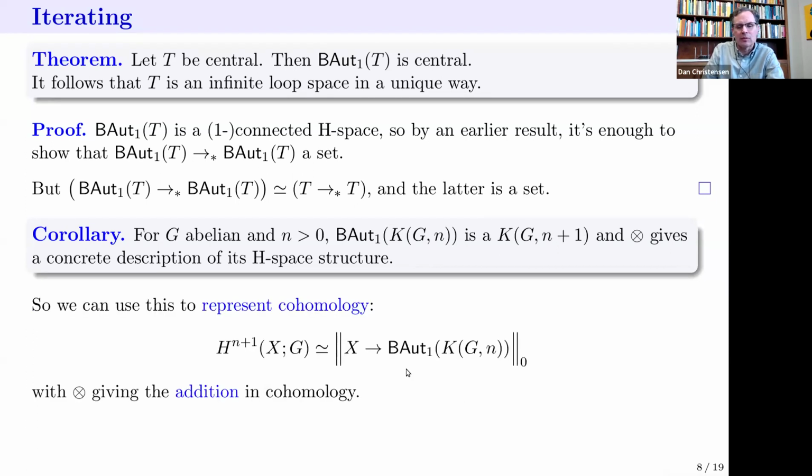Now, you may know that KG(n+1)s represent the (n+1)st cohomology group of a type. You take the maps into the KG(n+1) and you zero truncate it, so homotopy classes of maps. And the H-space structure represents the addition in the cohomology. So we have our tensor operation being an explicit formula for how to compute the addition.